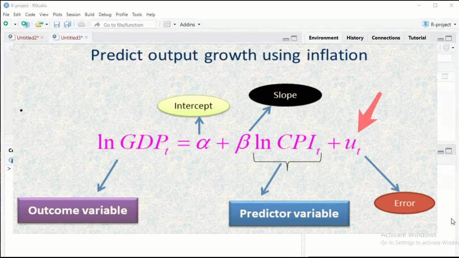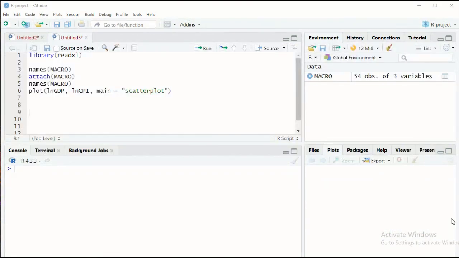And u is the usual error term, which represents the unobserved factors affecting the dependent variable, that is economic growth in our case. And alpha is the intercept, the value of the dependent variable, that is the value of GDP, when inflation is zero. And beta, that is the slope of the model, measures the effect of inflation on economic growth. Next, we will be estimating this model in RStudio using hypothetical data for both variables.